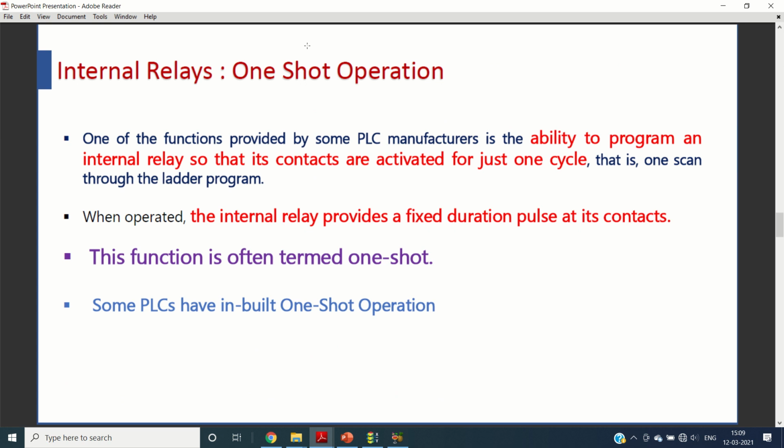Now in our next lecture we will see what is one-shot operation of internal relays. This is also very interesting, and this will be a very small topic, and we will cover it in our next lecture. Thank you.